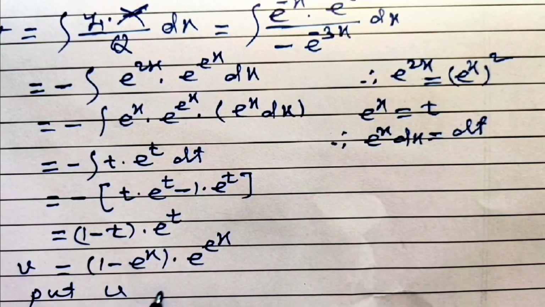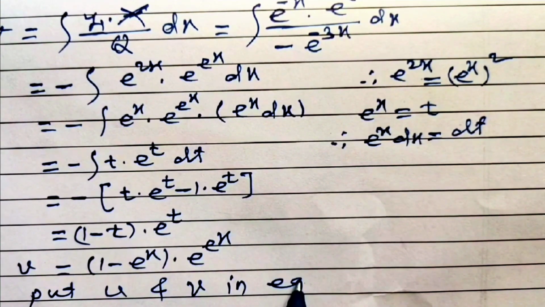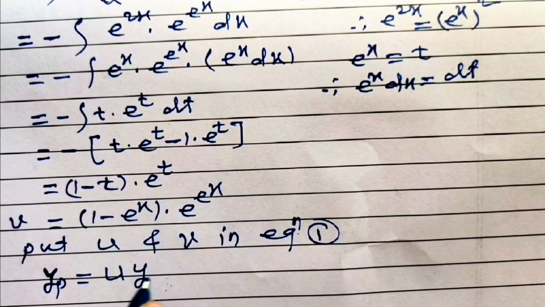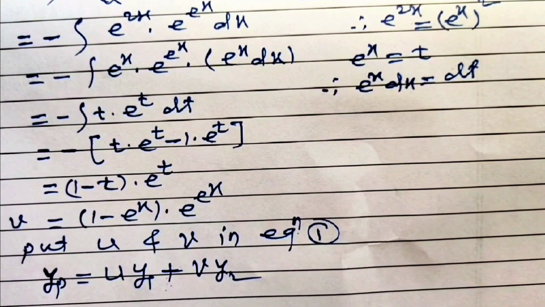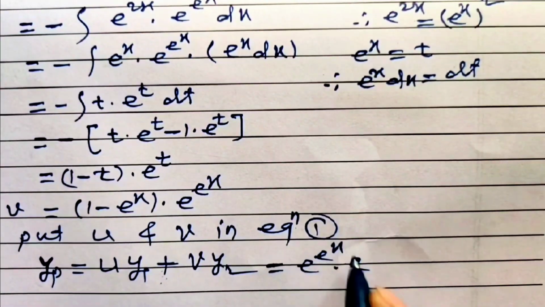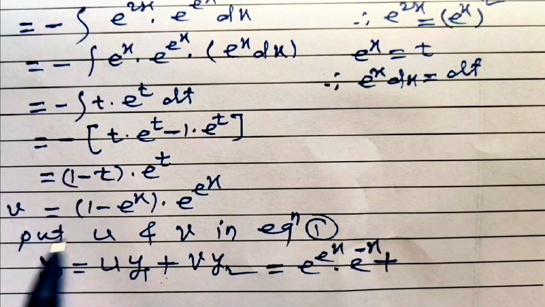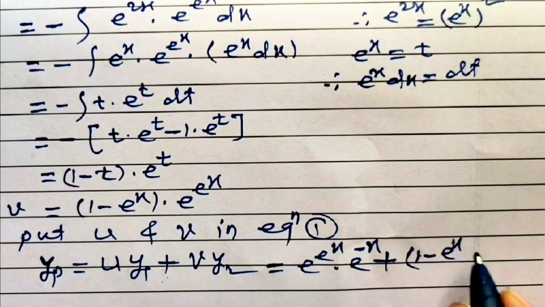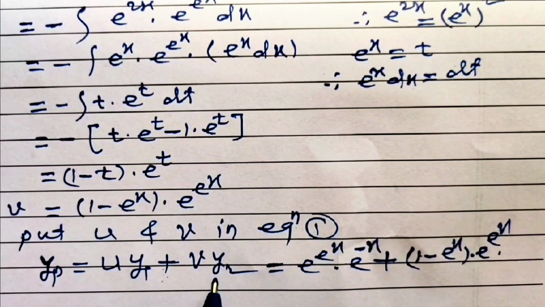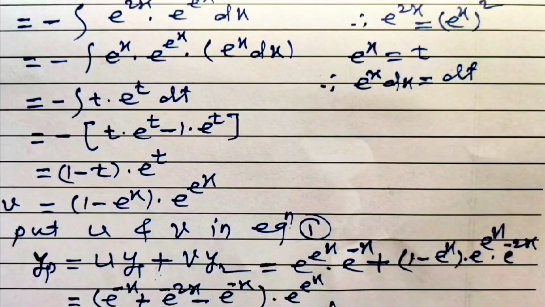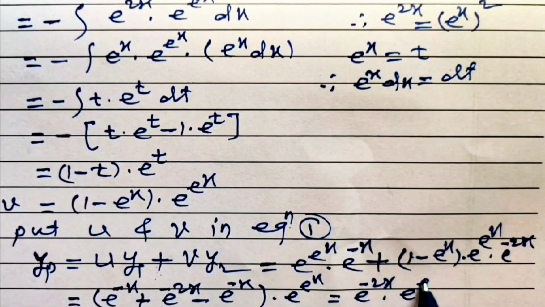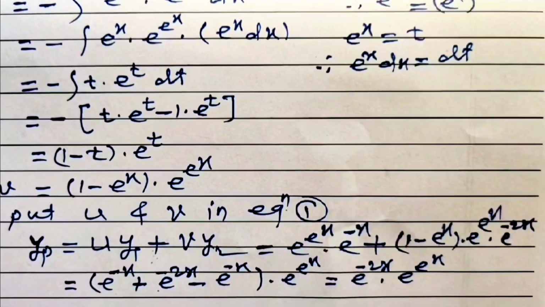Now put u and v in equation 1. Hence yp is equal to u y1 plus v y2. But u is e to the power x, y1 is e to the power minus x, plus v is 1 minus e to the power x into e to the power x, into y2. y2 is e to the power minus 2x. So this is equal to e to the power minus 2x into e to the power x. This is particular integral after simplification.